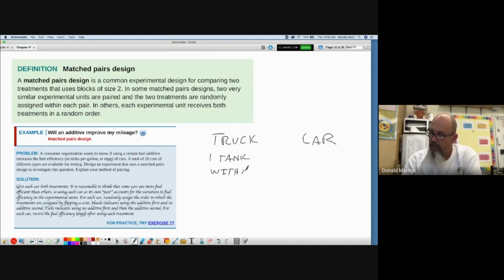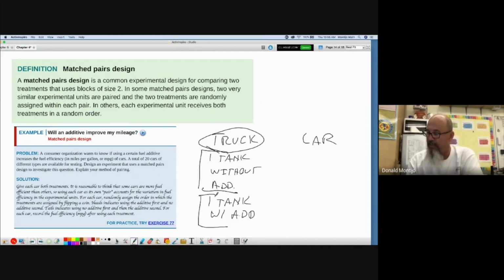without additive, and then 1 tank with the additive. And then it would be compared to itself. Did this same truck get different gas mileage when it used the additive than when it didn't? And then we would take this car and do the same. It would drive 1 tank of gas with and 1 tank of gas without. And then the next vehicle would be tested against itself.